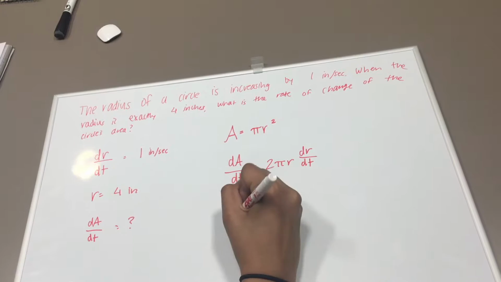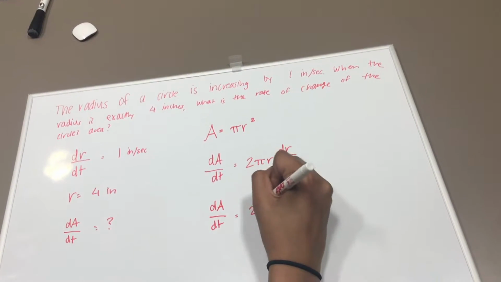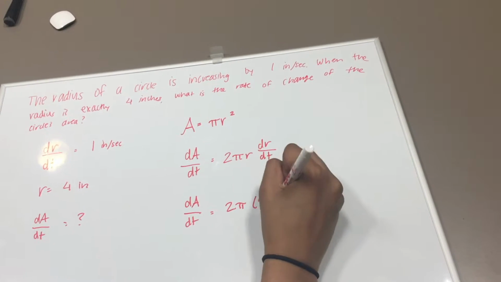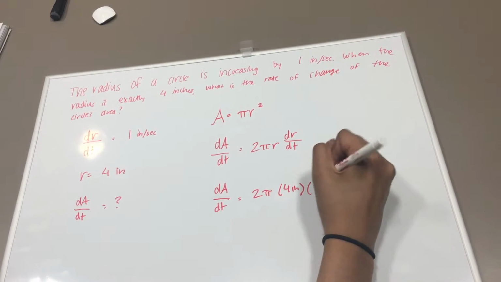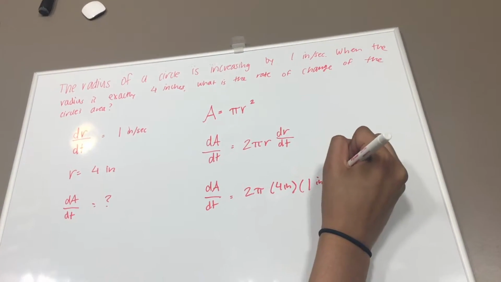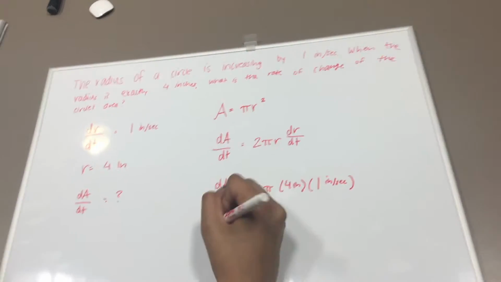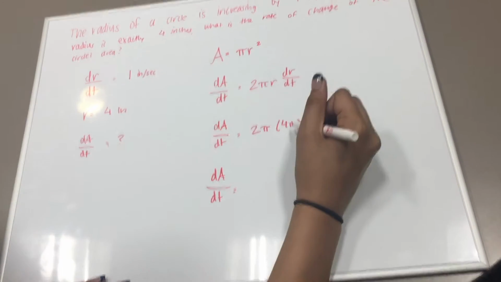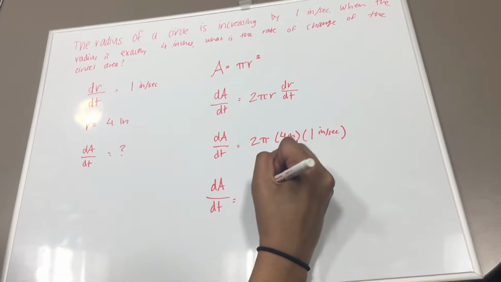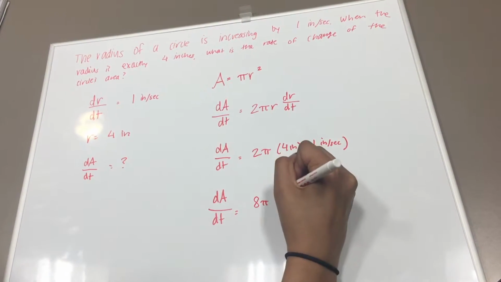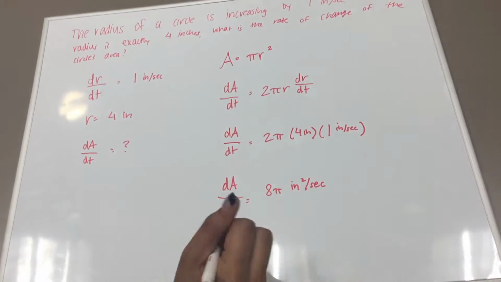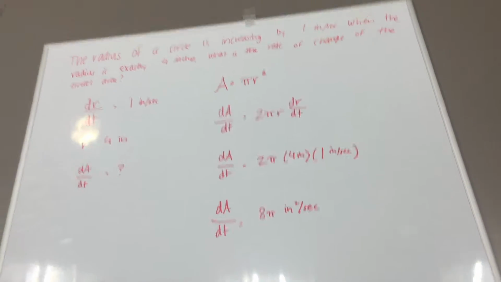So then it's going to be dA dt equals 2 pi times r, which is 4 for us, 4 inches, times dr dt, which is 1 inch per second. So then when we simplify that, we get 2 times 4 is 8, times 1 is 8. So it's going to be 8 pi inches squared per second. And that's going to be dA dt when r equals 4 inches.